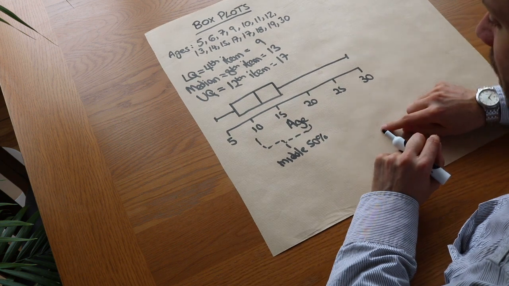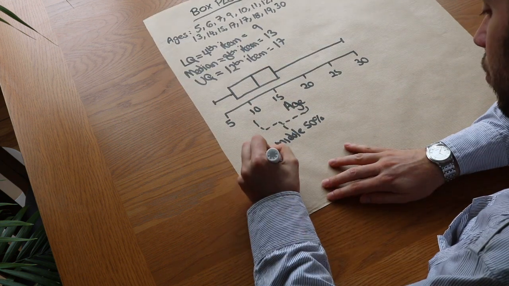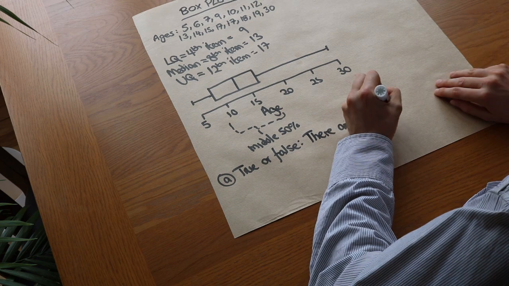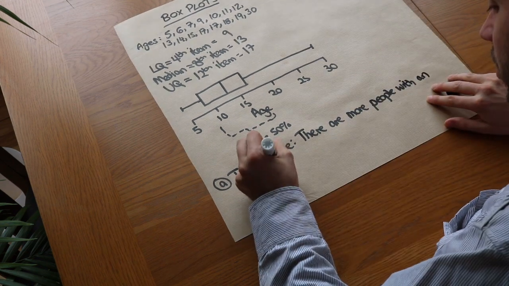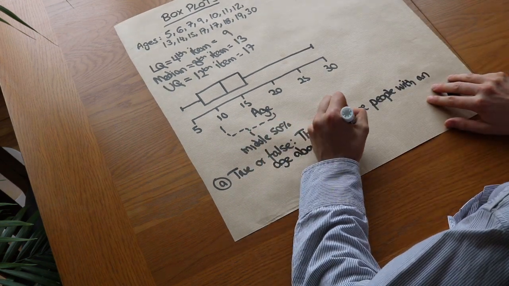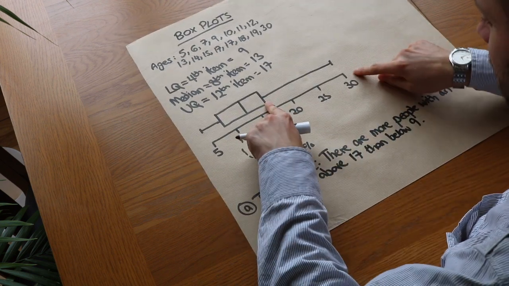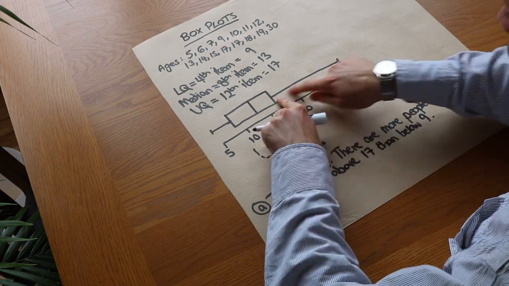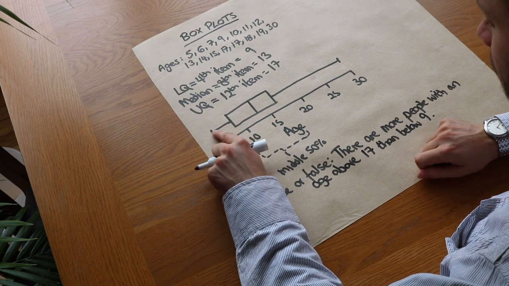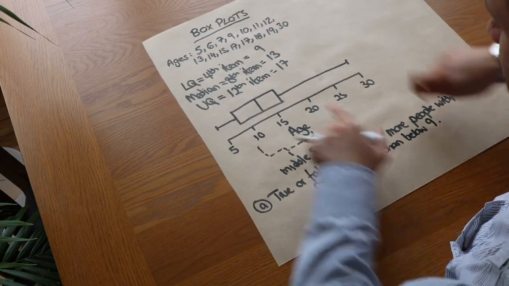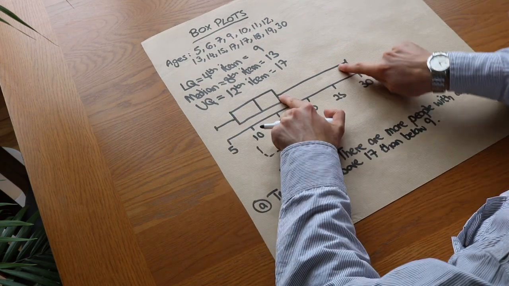So let's answer some questions based on this. True or false? There are more people with an age above 17 than below 9. And what this is trying to suggest is that this is above 17, and this line is longer than the length of the line below 9. But this is actually false, because these actually represent the same number of people.